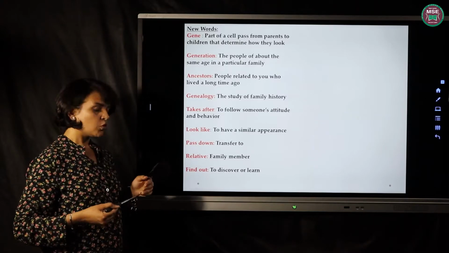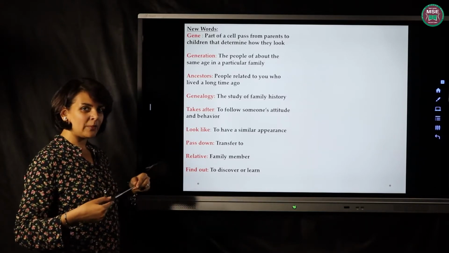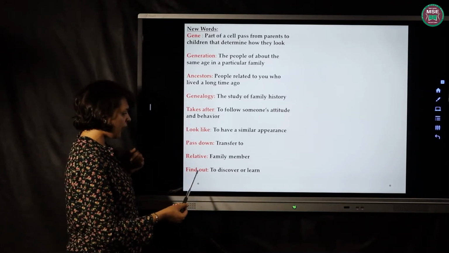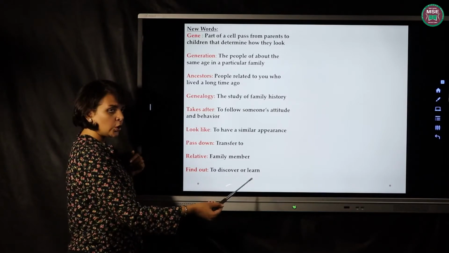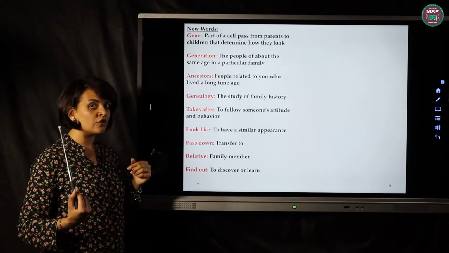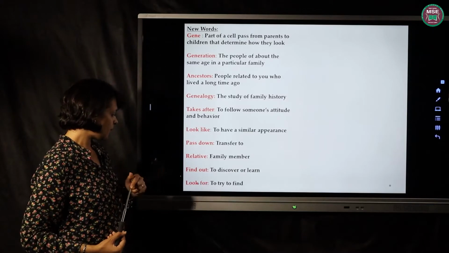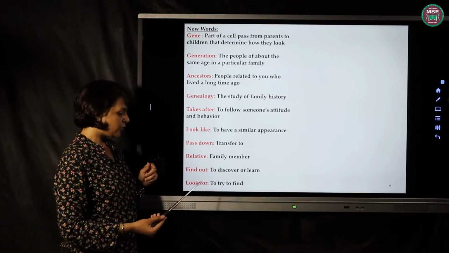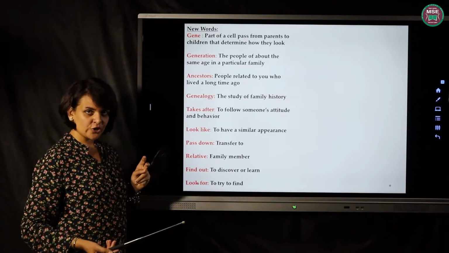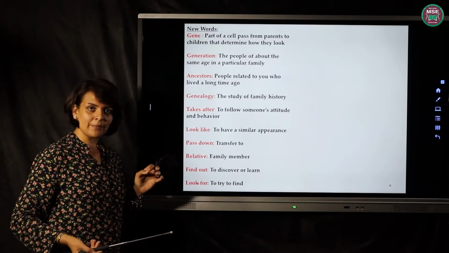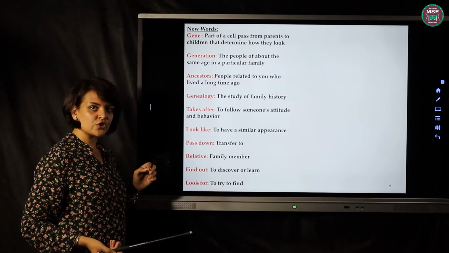Find out. We can all find out information on the internet. So find out means to discover or learn something new you didn't know before. Look for means to try to find or search. When you want to look for something, it means you search for it.